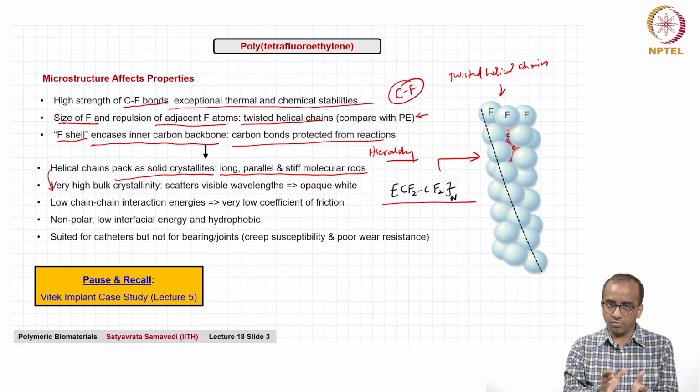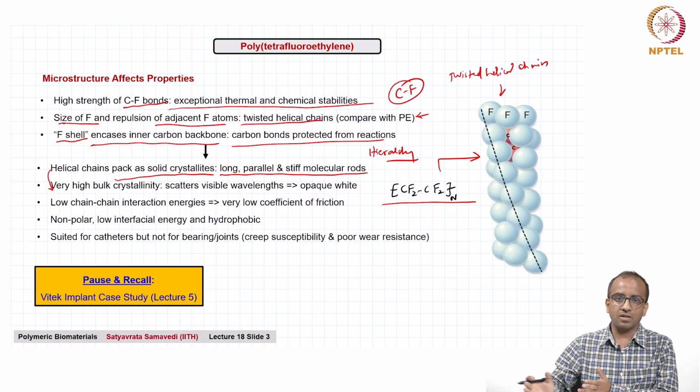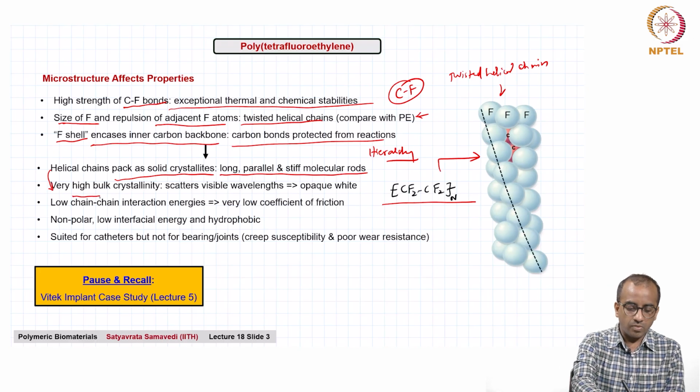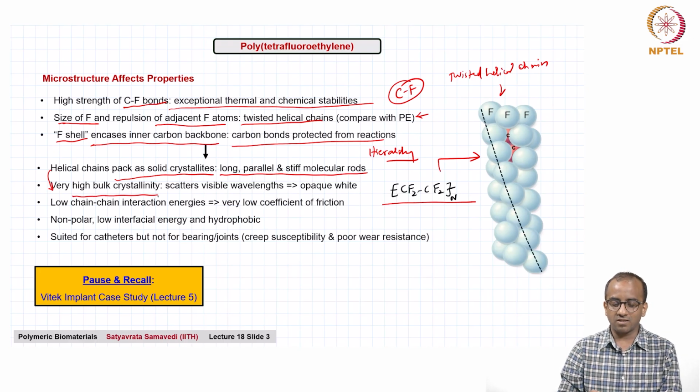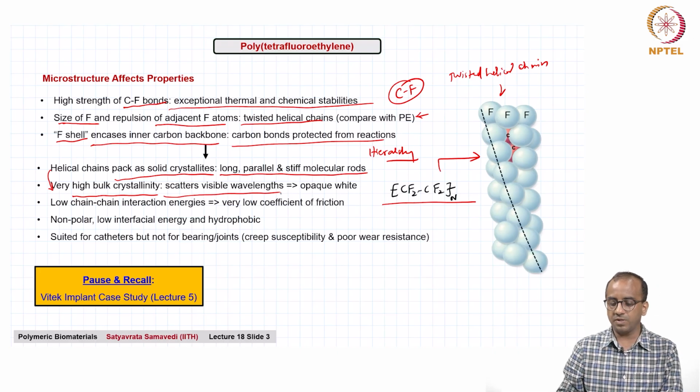Right. So you see how beautifully the properties are connected, and you can go from step 1 to step 2 to step 3 and logically see the progression of how the structure evolves over multiple length scales. And as a consequence of very high bulk crystallinity, it is going to scatter visible wavelengths, which means you are going to typically see an opaque white kind of material.